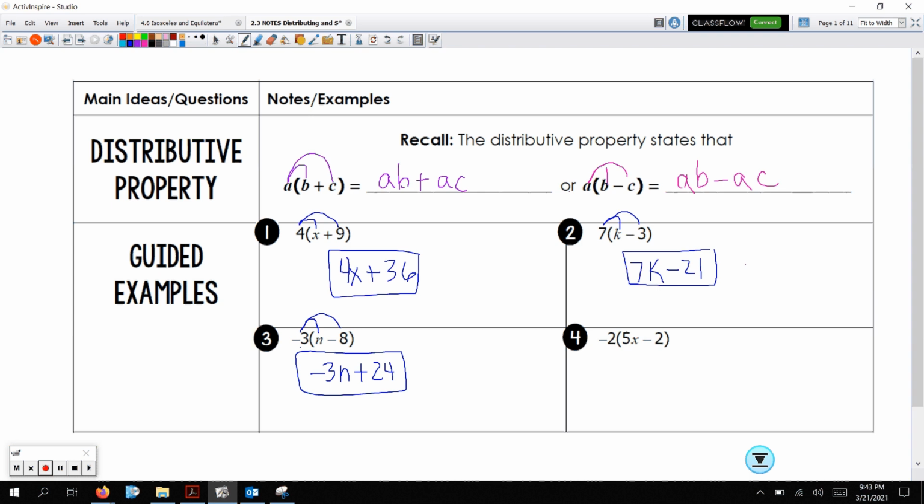Right, number 4, very similar. We're distributing negative 2 to 5x minus 2. Negative 2 times 5x is negative 10x. Negative 2 times negative 2 is positive 4.